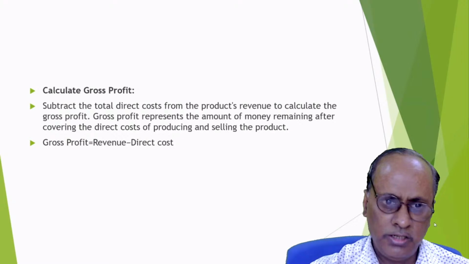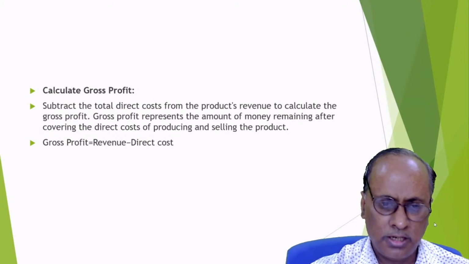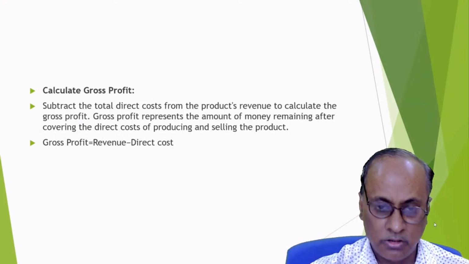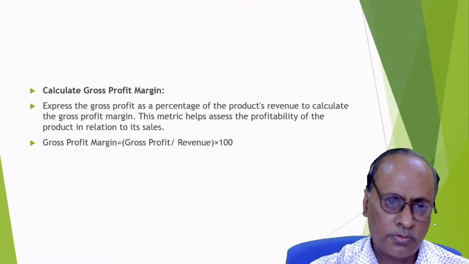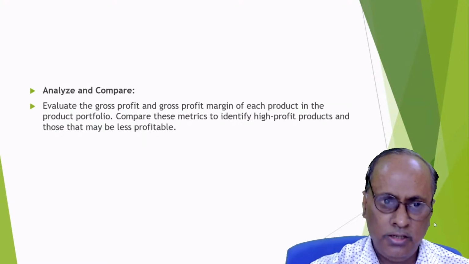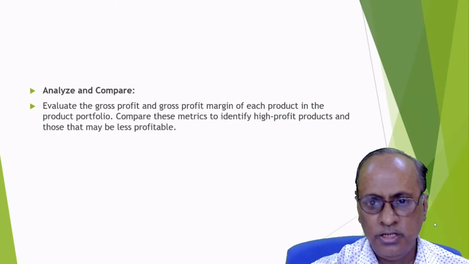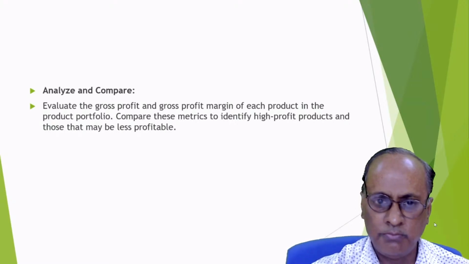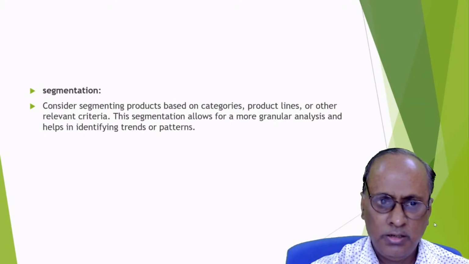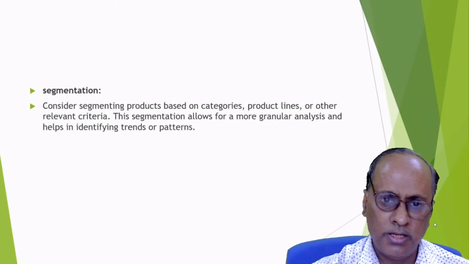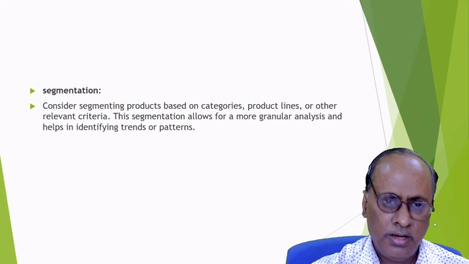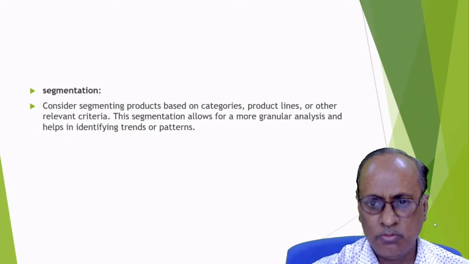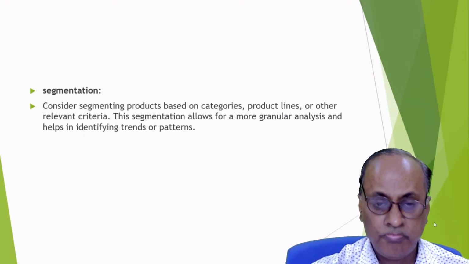So then we calculate the gross profit. Gross profit is calculated as revenue minus direct cost, and from this we calculate the gross profit margin. Finally, we evaluate the gross profit margin and gross profit for each of the product portfolio, compare these metrics, and consider segmenting the products based on the categories, product lines, and other relevant criteria. And this segmentation allows for a more granular analysis.